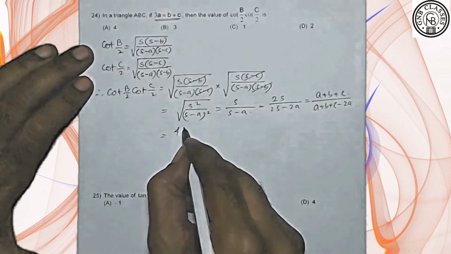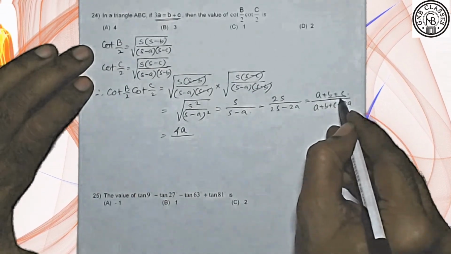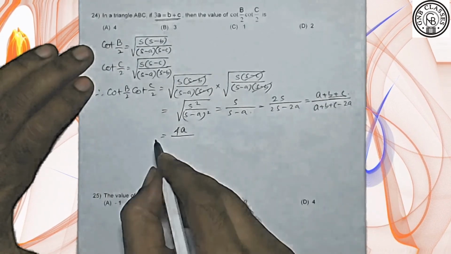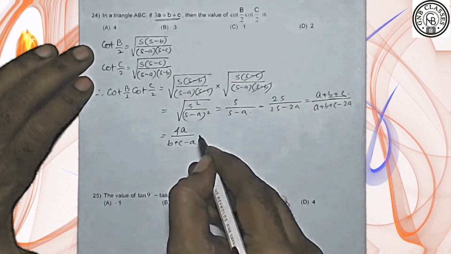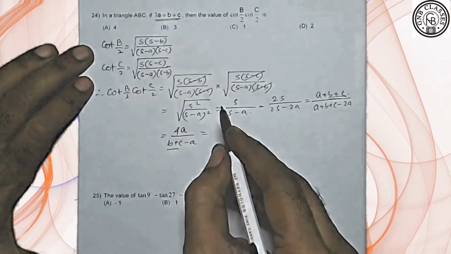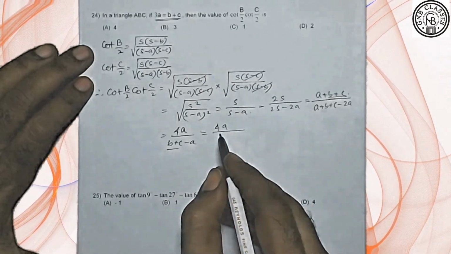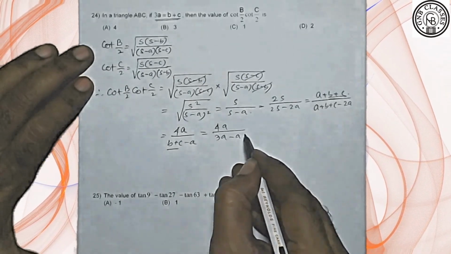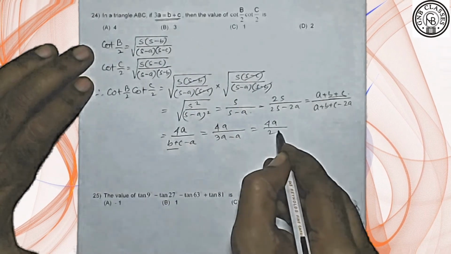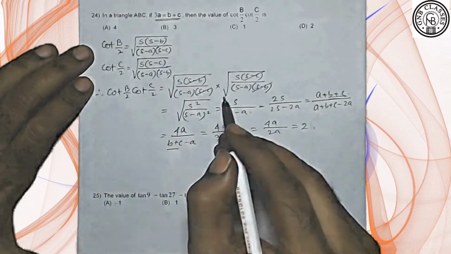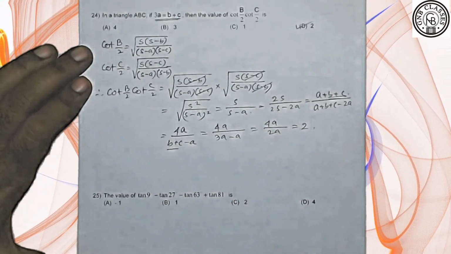So the numerator will be 4a. b plus c will be replaced by 3a, so it will give you 4a. And in the denominator we are having b plus c minus a. Again, b plus c will be replaced by 3a. So we are having 3a minus a. That is 4a by 2a. That gives us 2. Hence option D is correct. Is it clear?